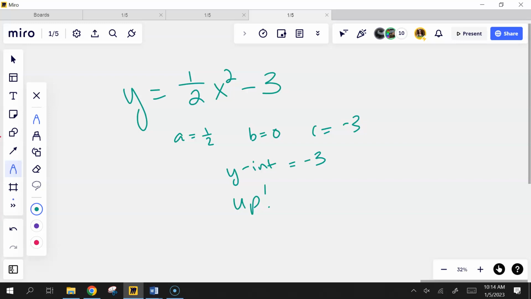All right, here's the tricky one. Am I skinny or wide? Wide. It's a smaller number. It's a fraction less than one. One is kind of your parent. That's what you're going to go off of. As I get bigger than one, I'm going to say I get skinnier, and as I get smaller than one, wider.